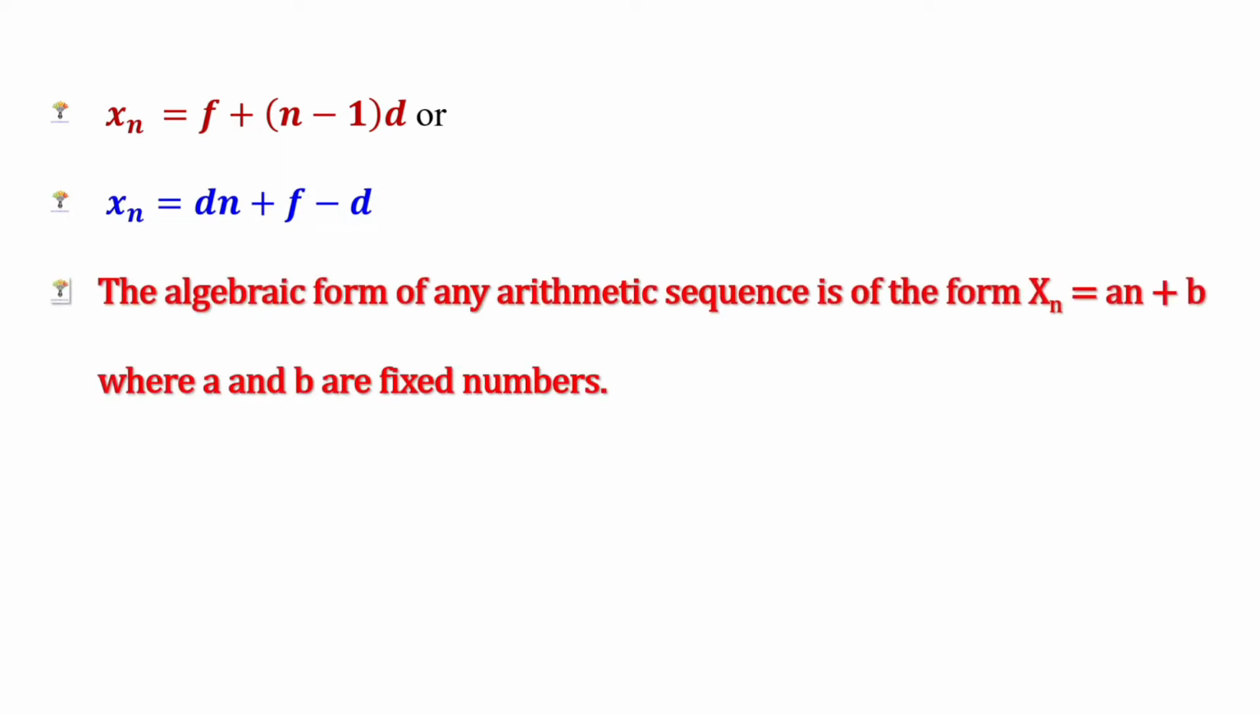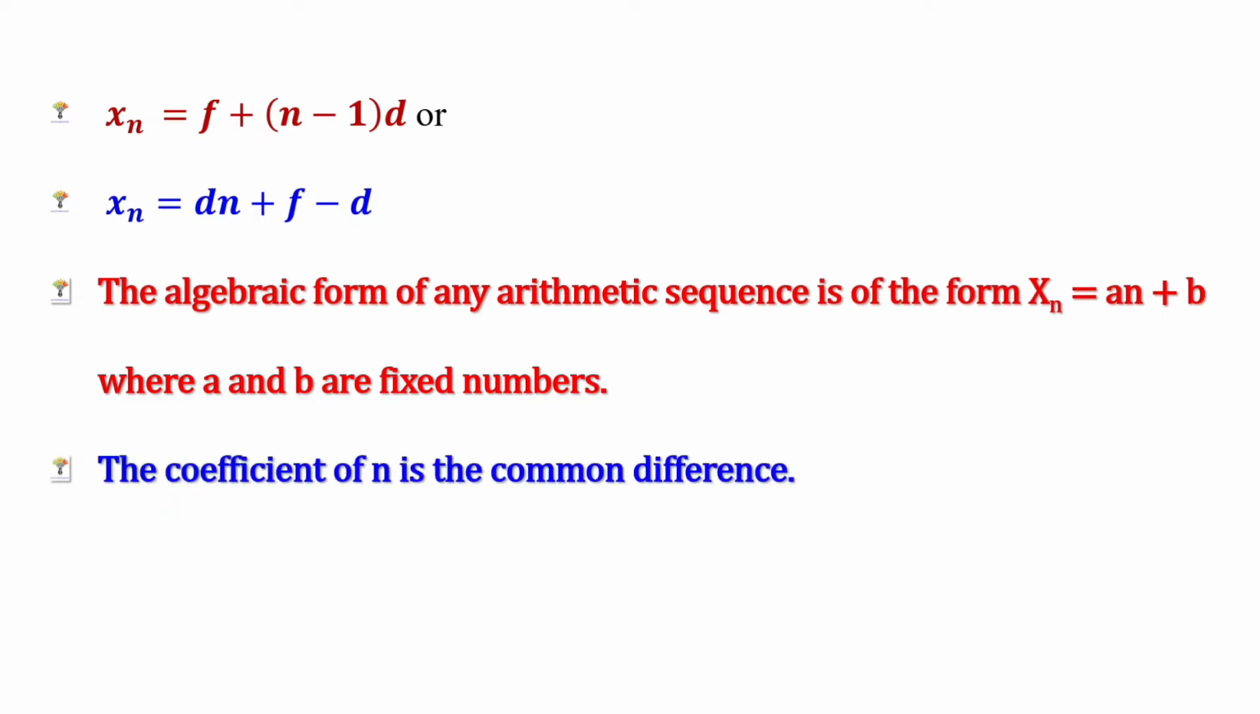We have learned nth term equal to first term plus n minus 1 times common difference, or xn equal to dn plus f minus d. We have also learned the algebraic form of any arithmetic sequence is of the form xn equal to an plus b, where a and b are fixed numbers. We have also seen that the coefficient of n is the common difference and a plus b gives the first term. Then there were two homeworks.